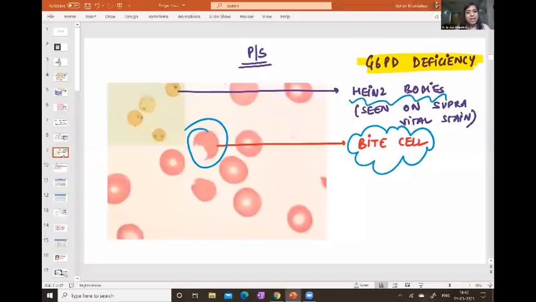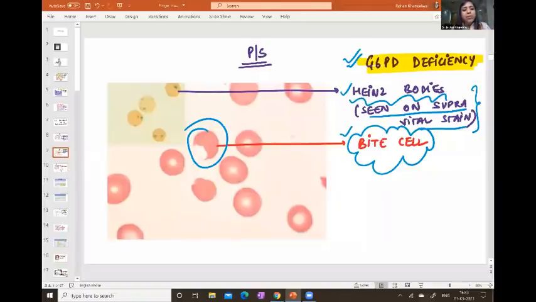Now, these bite cells and Heinz bodies, both are a characteristic feature of G6PD deficiency. In which hemolytic anemia will you see bite cells and Heinz bodies? G6PD deficiency, correct? Now, an important point to take home is that Heinz bodies cannot be visualized by Romanowsky stain. They are visualized by supravital stain. These Heinz bodies are visualized by supravital stains. We will go to supravital stains in some time when I show you these slides. Do not worry. So these two things are seen in G6PD deficiency.